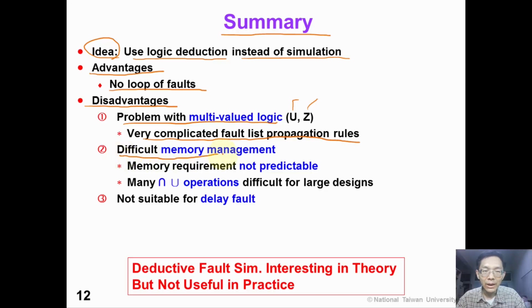And the second problem is difficult memory management, because we don't know how many faults will be detected in every simulation, so we don't know how much memory to allocate. The memory requirement is unpredictable, which is a very bad thing for large circuits. Also, there are many set union and set intersection operations, which are difficult for large designs.